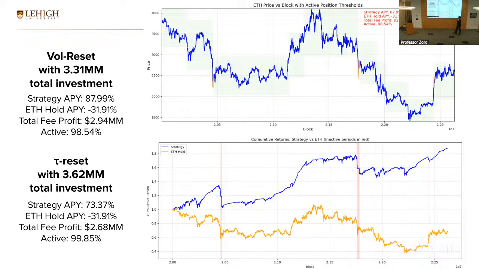And that's because we are staying inactive, shown in orange, during periods of high volatility, which is exactly what we're trying to achieve: staying inactive during these highly volatile periods so we don't fall inactive and face the large and permanent value loss on our position.